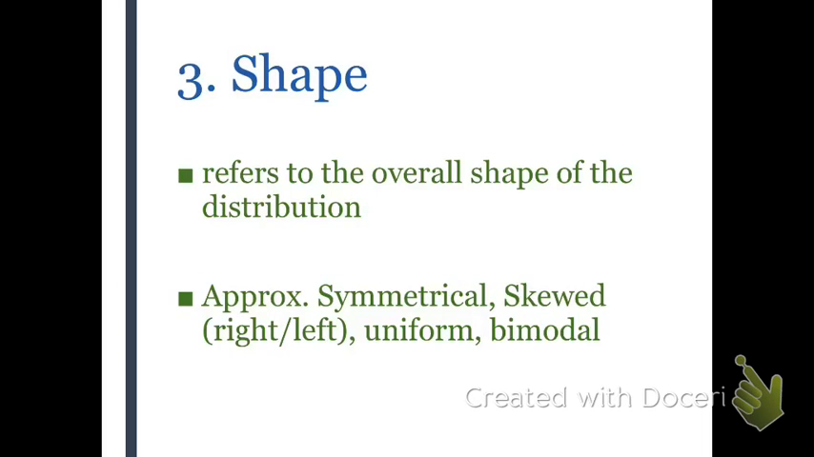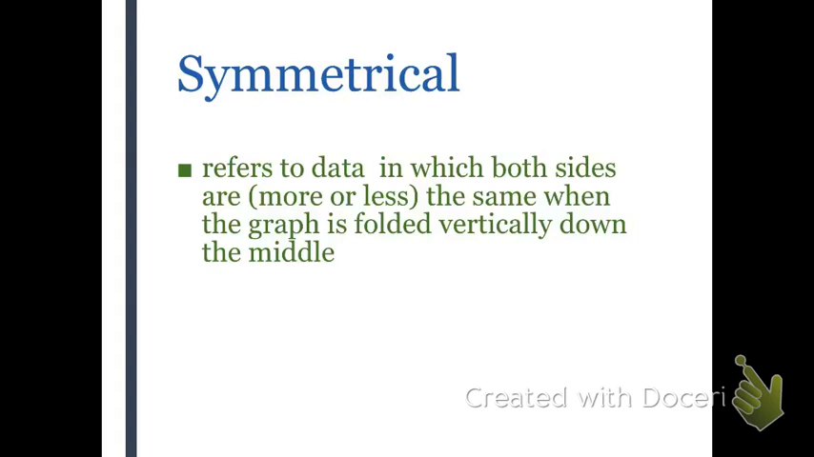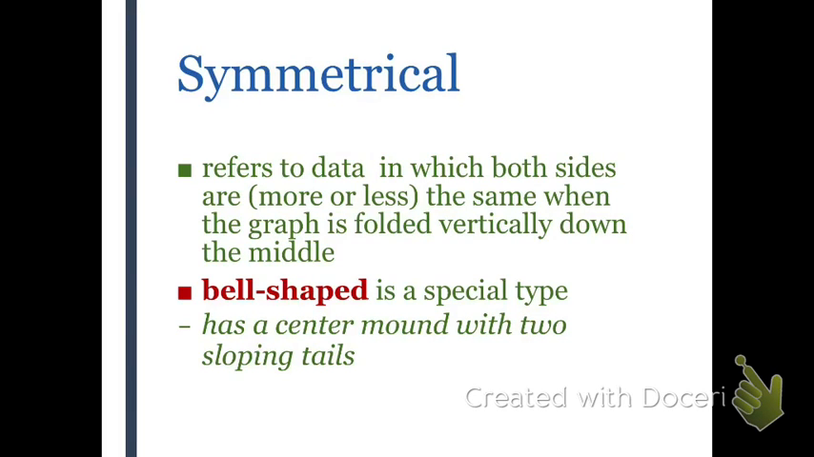So we have a couple of options. We could say it's approximately symmetrical. That word approximately is my best friend because it's not exactly symmetrical. So we just say it's approximately symmetrical. It could be skewed to the right, skewed to the left. It could be uniform or bimodal. So let's go through and say what each one is. Symmetrical, when it's like a bell shape, you could even use the word bell shape if you want. But if you folded it in half, it would be equal. It'd be symmetrical.